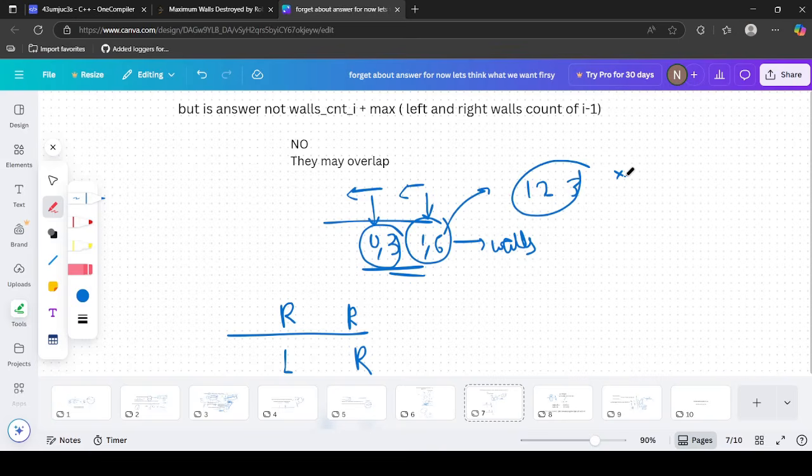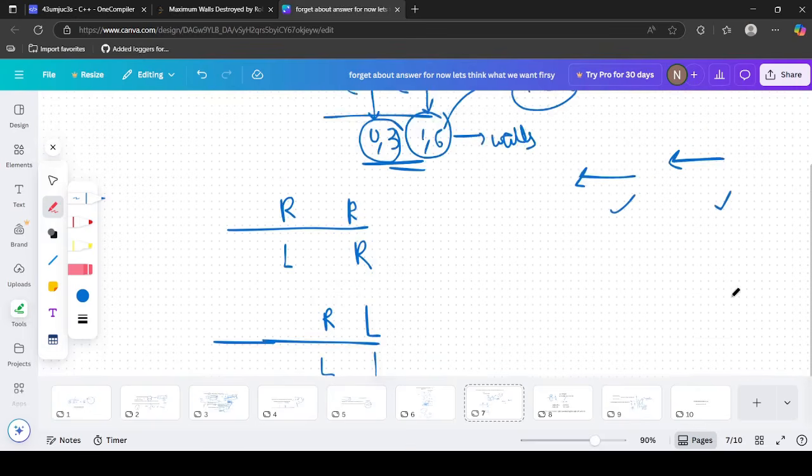So from this what we got is that we cannot simply add the total number of walls. We want to subtract the walls overlapping. So we got this also.